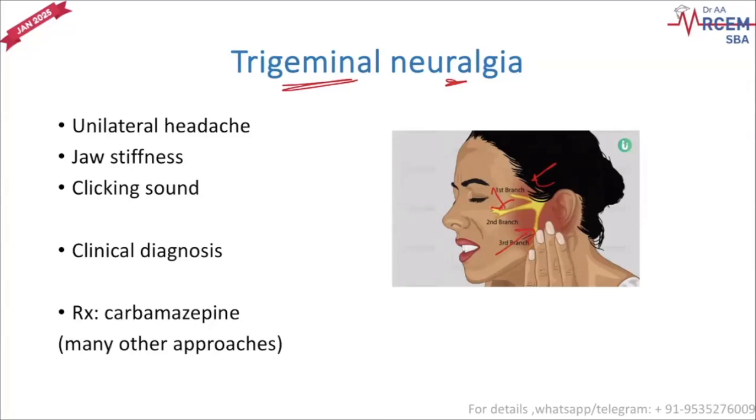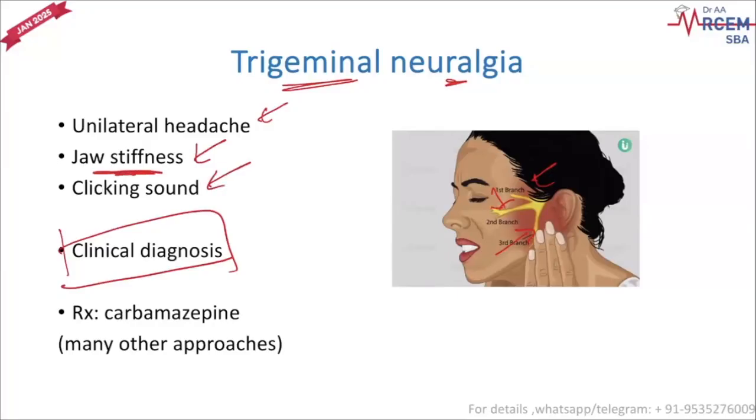If there is trigeminal neuralgia, this nerve becomes very sensitive. So even for a small stimulus, while having food itself, they can have severe pain. Someone touches this cheek, they can have severe pain. Okay, this is a clinical diagnosis. Usually it will be unilateral, not on both sides. It might be associated with some amount of jaw stiffness, and some clicking sound might be present.